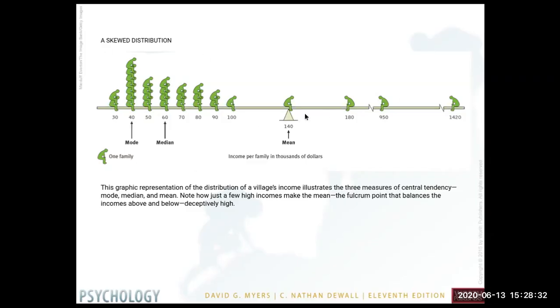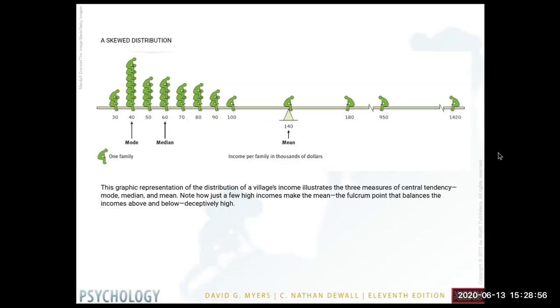Now you see, here's the mean at $140,000, which is way past this whole distribution. That's because there's 3 families on this block. 1 family makes $180,000 a year. 1 family makes almost $1 million a year. And here, this family makes $1.4 million a year living in this neighborhood.